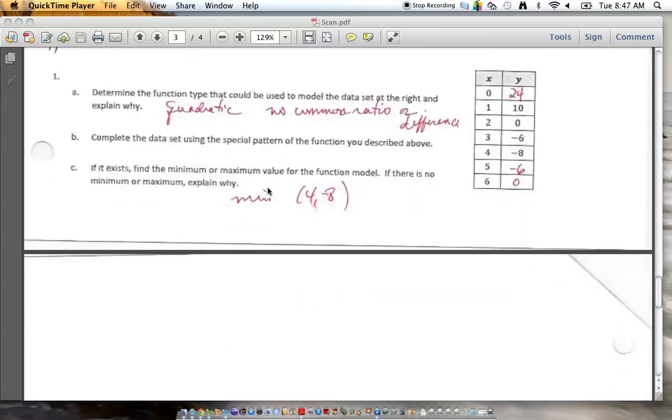All right, next one. What I notice here is that this has to be quadratic because of the way the differences are changing. First a difference of 10, then 6, then 2, and so on and so forth. So I fill it in by working around that, and the minimum would be the 0.4, -8.